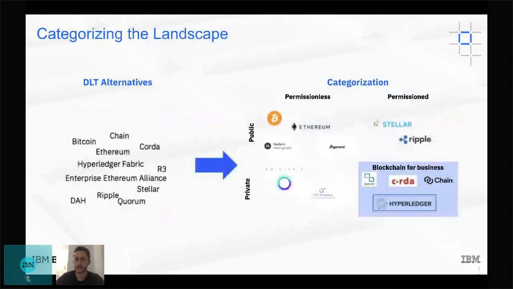So to give you all an example, public permissionless networks are ones like Bitcoin or Ethereum. I put a few on here, Hedera and Algorand as well. These are networks that anyone can join, public, and when you join, you have the ability to do whatever you want within that network, permissionless.